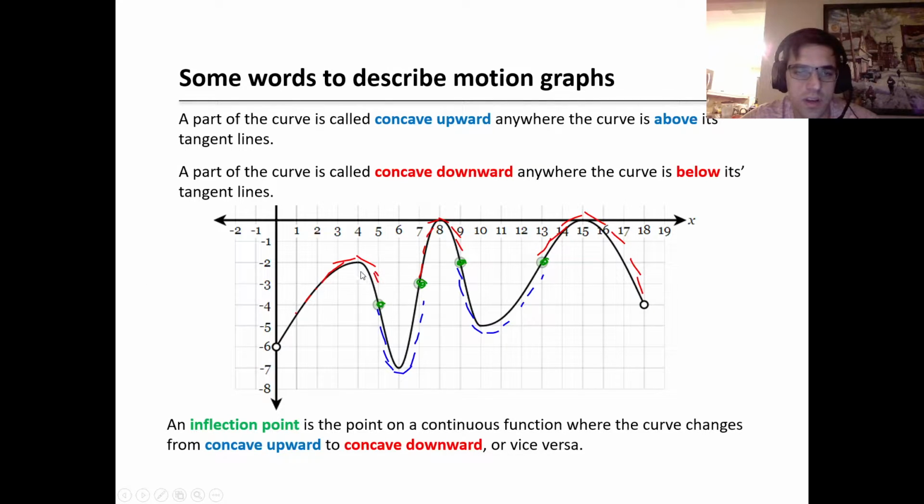And so these concave downward and concave upward intervals are connected by what's called inflection points. Inflection points technically would be when the tangent lines switch from being above to below or below to above the curve.